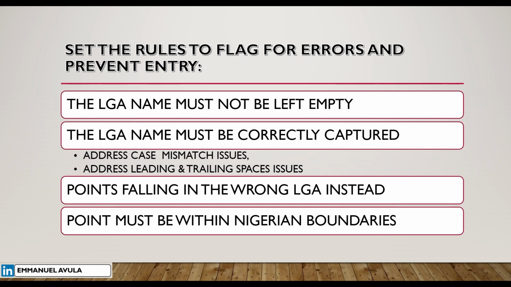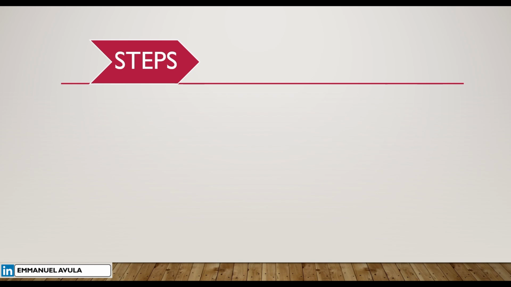We will try to address cases of capitalization, case mismatch, or leading or trailing spaces. And then we'll also ensure that the points are created within the Nigerian boundaries. So where a point is attempted to be created outside of the Nigerian boundaries, it will flag error and prevent entry. So what are the steps we'll follow?